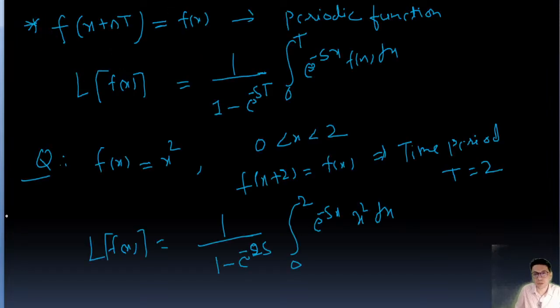Next, the Laplace transform of f(x) is going to be 1 upon 1 minus e to the power minus 2s, and this integral we are going to solve. This we will solve by integration by parts, right? This is the first function and this is the second function.